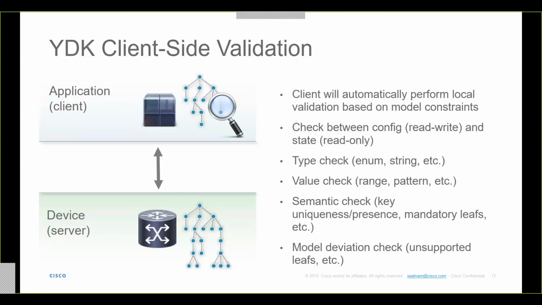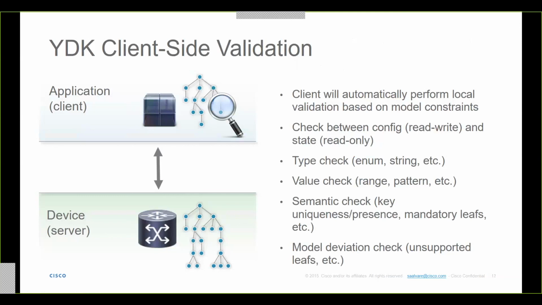We also do semantic checks. So I said before that if you have a list within the model, the list typically has a key, and the key has to be unique. So in the example that I gave earlier of a list, being, for instance, the configuration of your interfaces, and the interface name being the key of that list. If you try to configure two separate interfaces with the same interface name, it will throw an exception and say, hey, interface names have to be unique. You cannot configure two interfaces with the same name. So we do all kinds of checks.